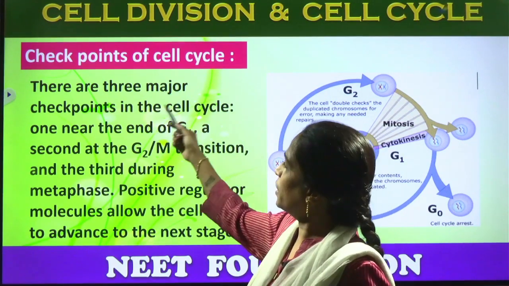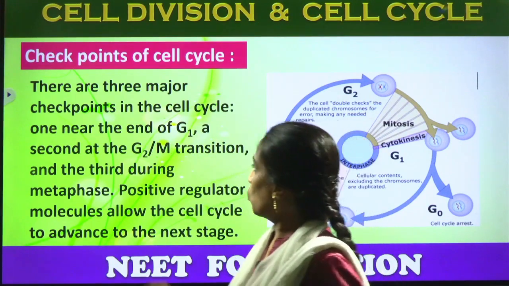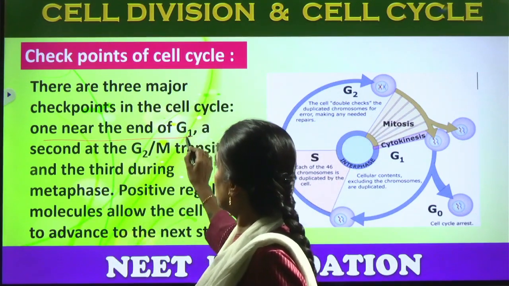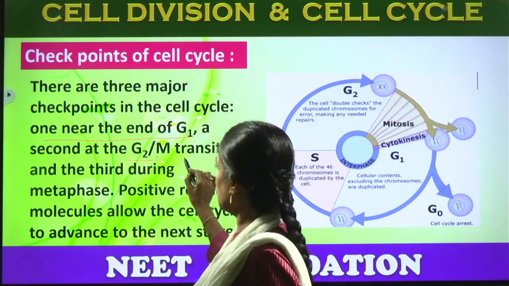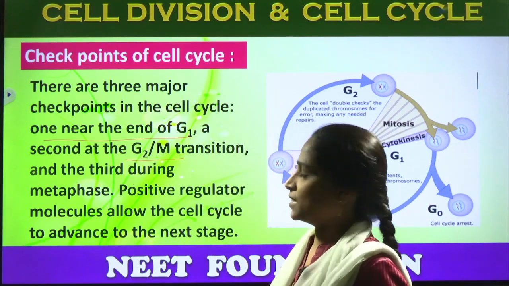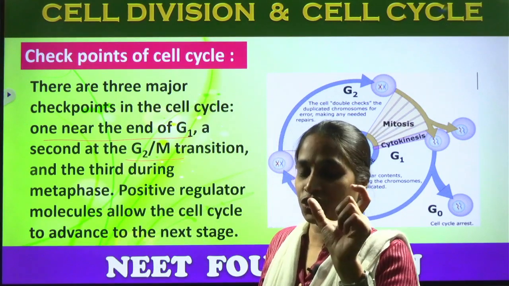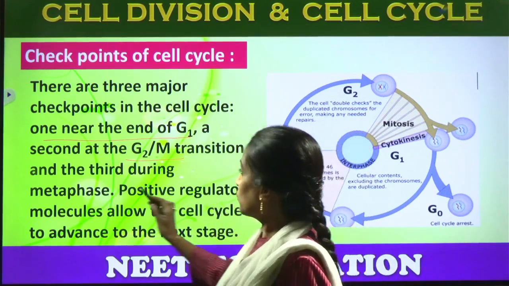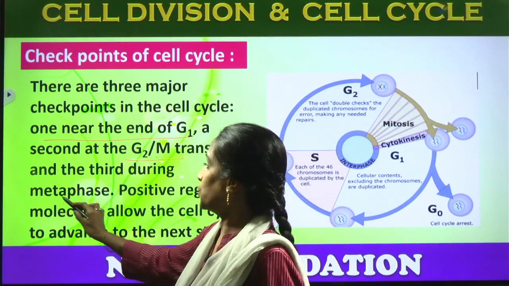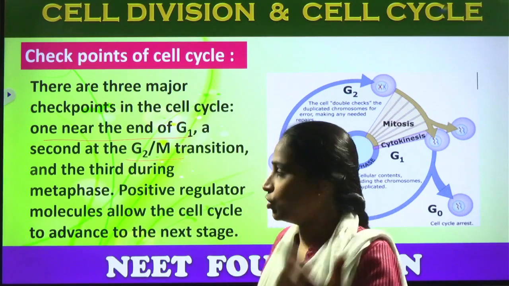So there are three major checkpoints in the cell cycle. One near the G1, a second at the G2 or M phase, nothing but the transition. Already we have discussed, transitions are nothing but the checkpoints. And the third during metaphase, nothing but the beginning of the metaphase.